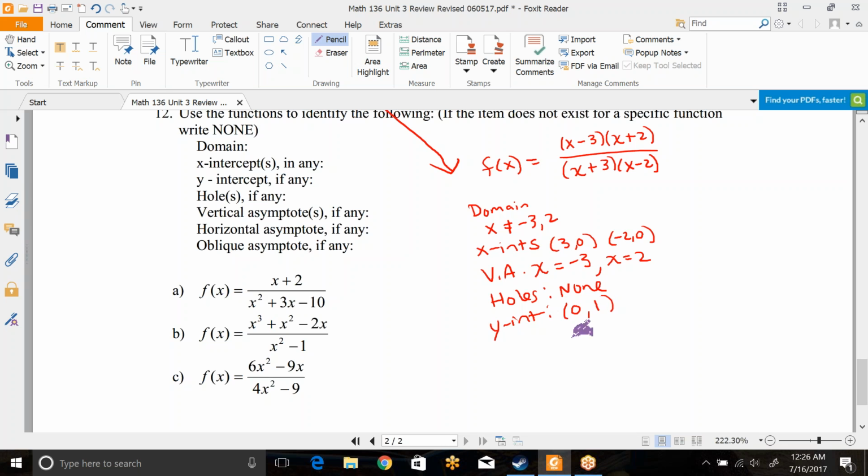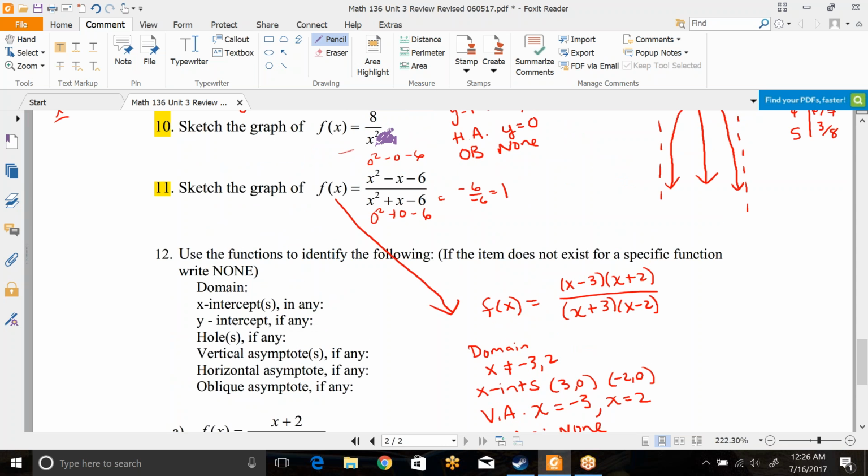So 0, 1. And then horizontal asymptote versus oblique. If we try to do the long division with the original problem, x squared plus x minus 6 into x squared minus x minus 6, x squared goes into itself one time, and I can go ahead and do the multiplication if I want, and then change all my signs, and we get a negative 2x, and that's it.